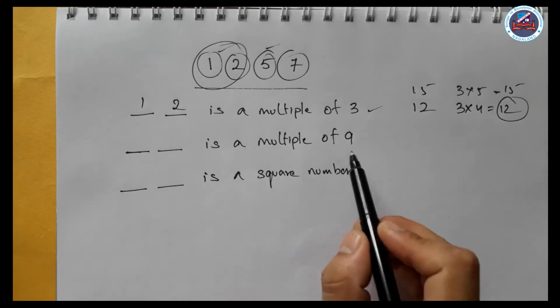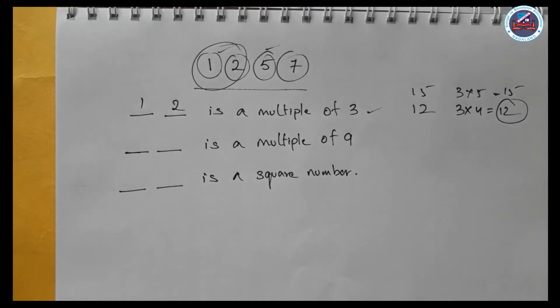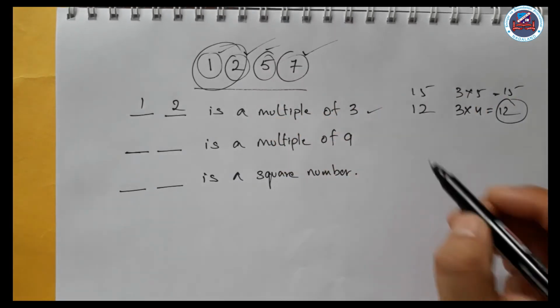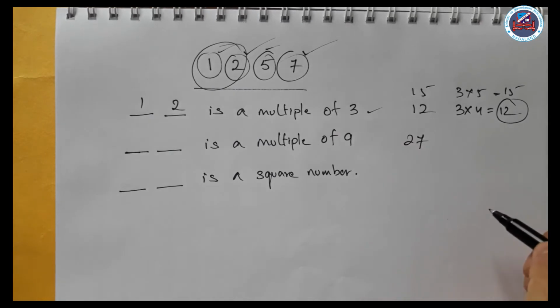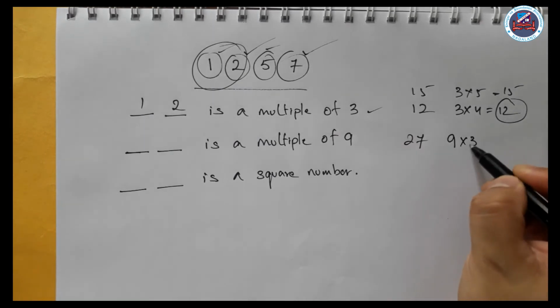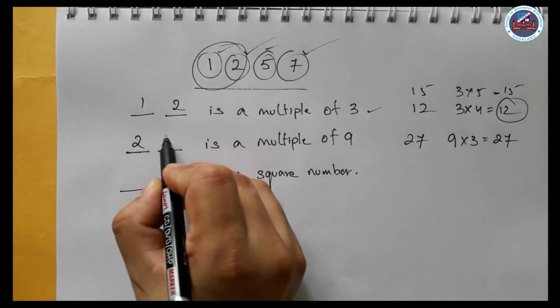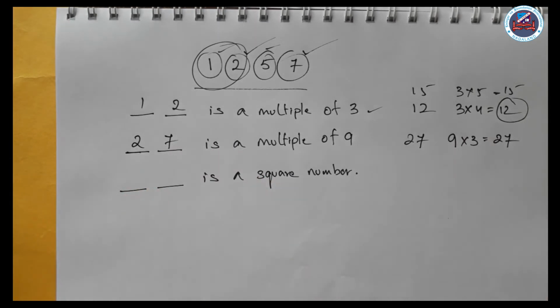Now let's look at the second one. Multiples of 9. Now you have to know your tables for this one. We have 2 and 7. That makes 27. We know that 9 into 3 equals 27. So I can write 2 and 7, that is 27, is a multiple of 9. And finally, a square number. Now what is a square number? A square number is a number that will multiply itself and give you another number.